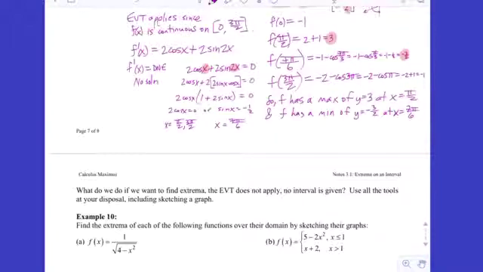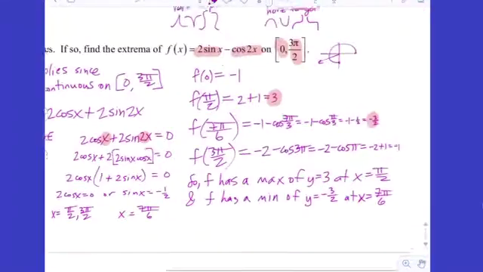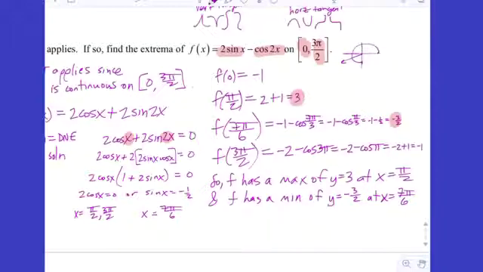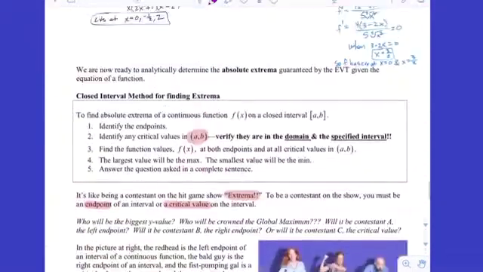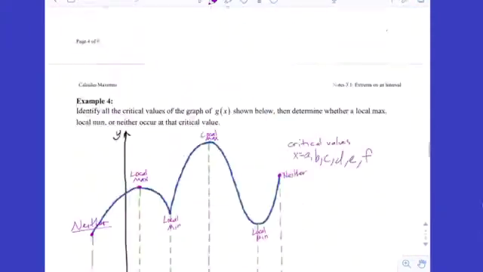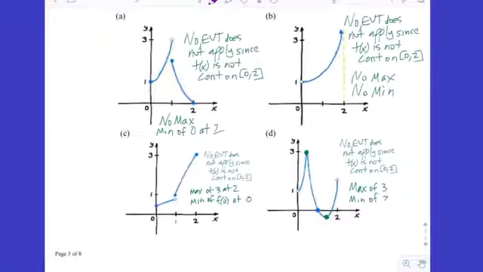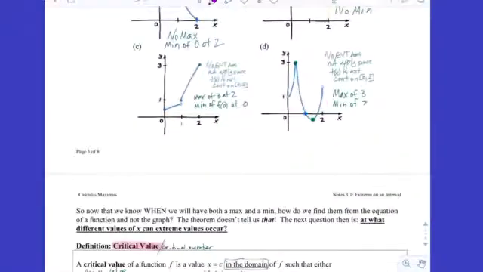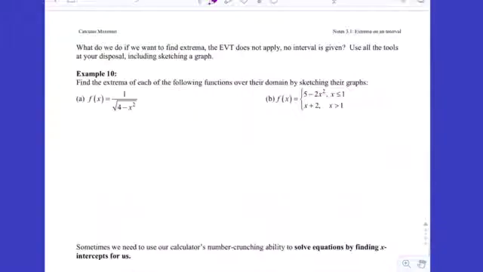Sweet. So what do you want to do if you want to find extrema, the absolute max and mins, and you don't have the graph and the EBT does not apply? If the EBT does not apply, then you can't do this method right here. But as we saw yesterday, just because the EBT doesn't apply doesn't mean that you can't have absolute max and mins. We saw that on example 3. So without the graph, how would we determine where the absolute max and mins are?